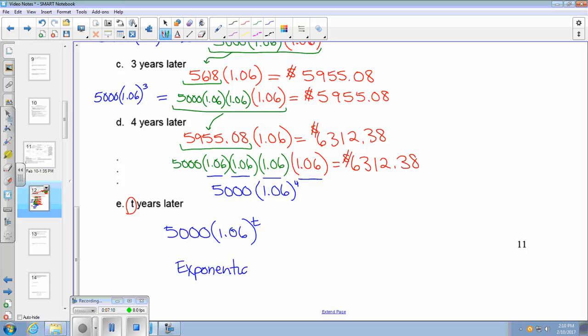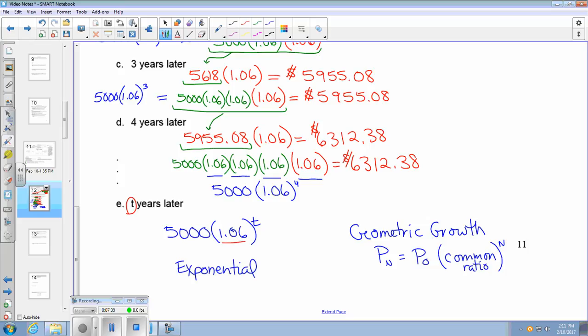This is a quick detour to what you did in the previous class. Remember that we talked about geometric growth long ago, or maybe not so long ago, it may just feel like a long time. In geometric growth, we found the nth value in the population by taking the initial value, multiplying it by a common ratio, and using that common ratio a total of n times. So here's our common ratio, 1.06, and here's our initial value. And this is an example of exponential growth.